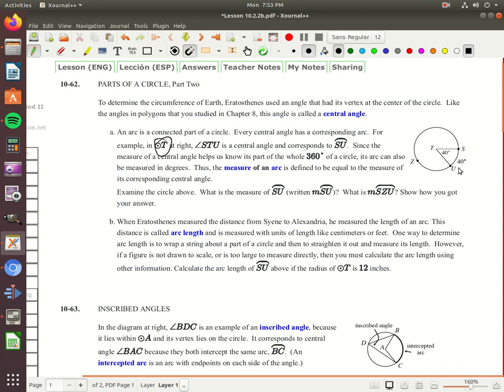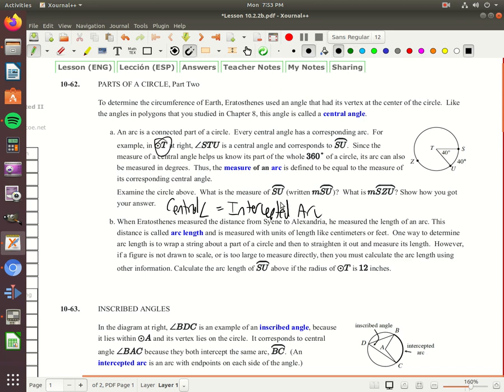Since the measure of a central angle helps us to know its part of the whole 360 degrees, its arc can also be measured in degrees. Thus, the measure of an arc is defined to be equal to the measure of its corresponding central angle. So that's a big deal. We know that the central angle is equal to its intercepted arc. We're going to have two relationships, and this is one of them, and this is a big deal.